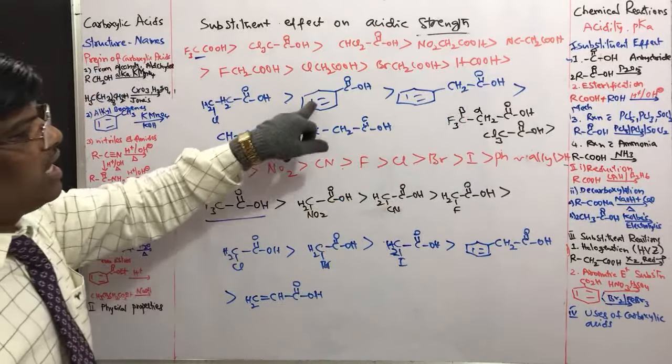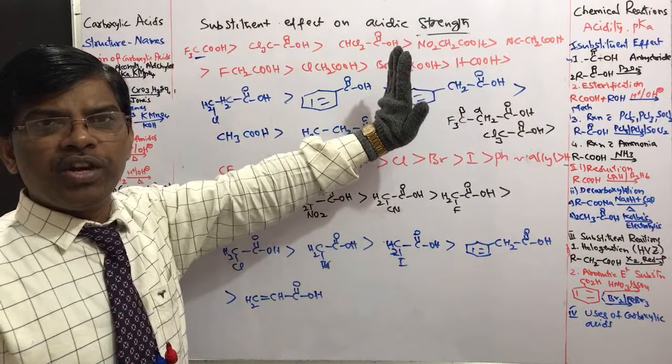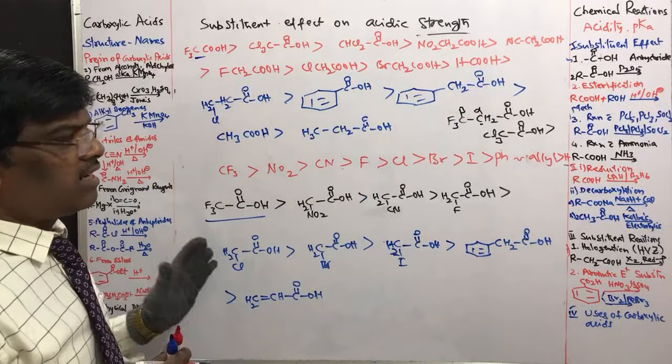Otherwise, benzylic and allylic. Why is the allyl group going to have an effect on acidic strength? Let us see.